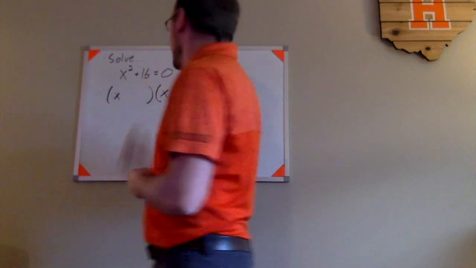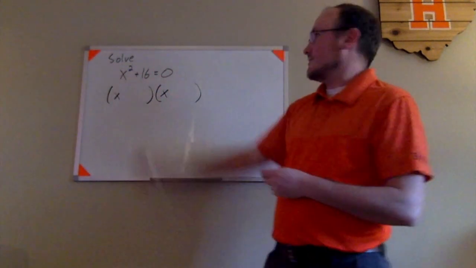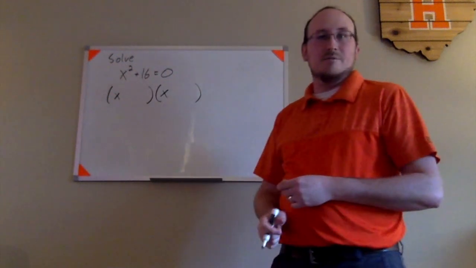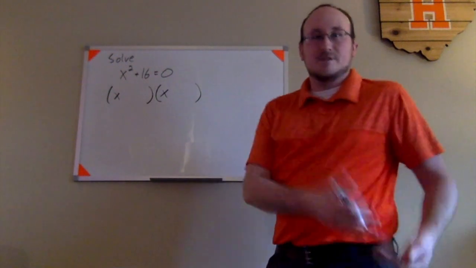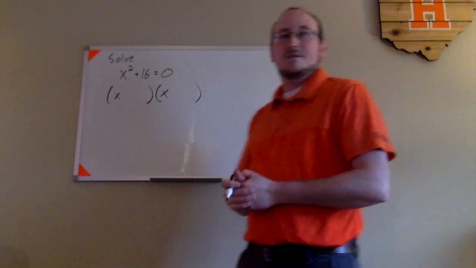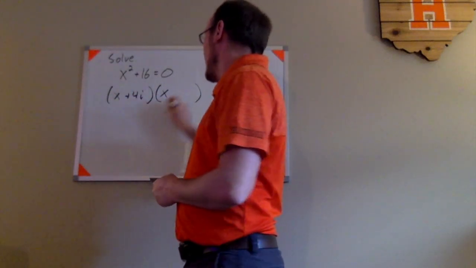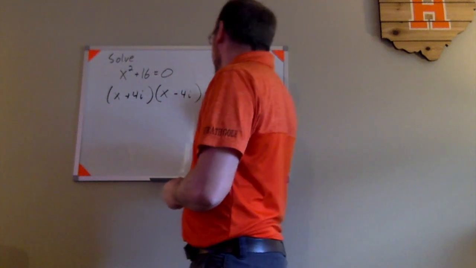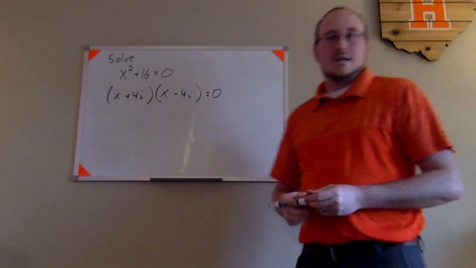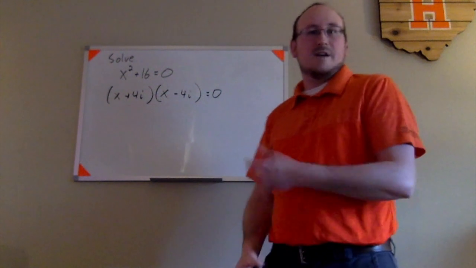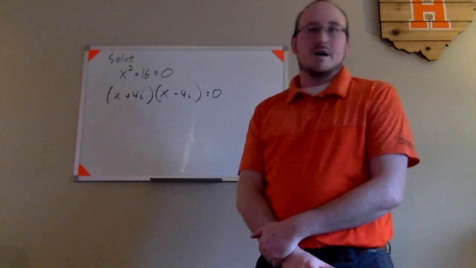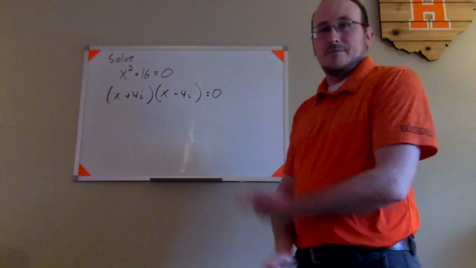x and x. And then, just like with the difference of squares, if this had been x squared minus 16, we would say plus 4 and minus 4 to factor this. Being a sum of squares, we use the imaginary unit i, so we'll say plus 4i and minus 4i to have that factored. There's another video that I made referencing how to factor a sum of squares using the imaginary unit i if you need to review that. But that's what we're doing there.